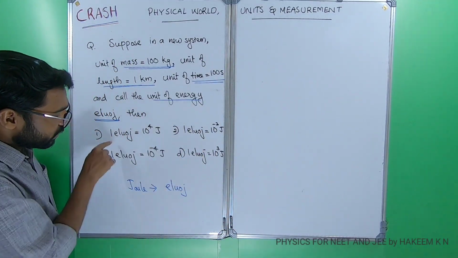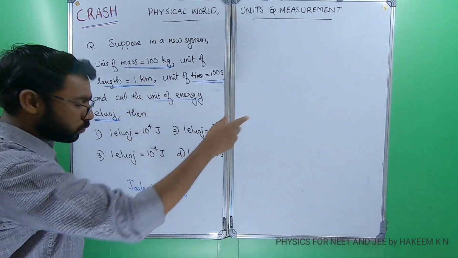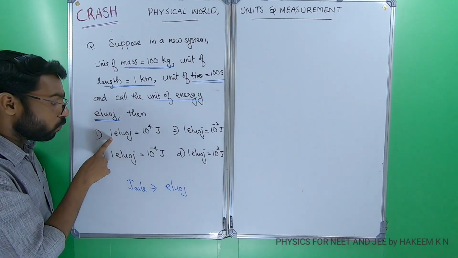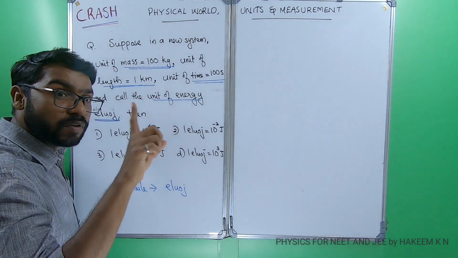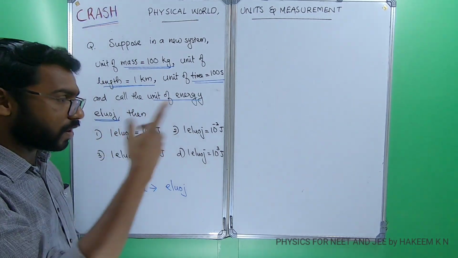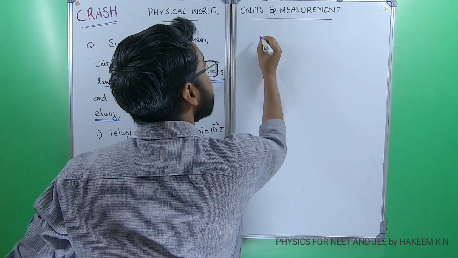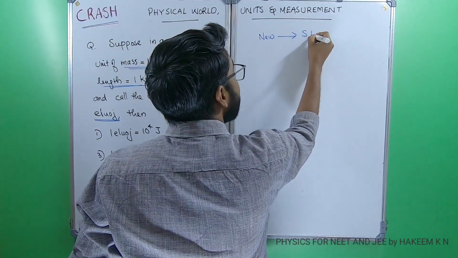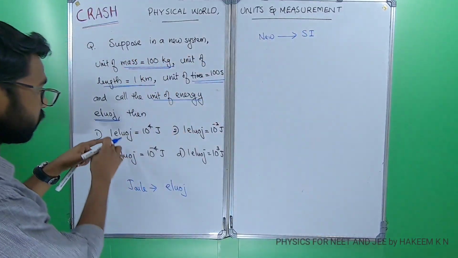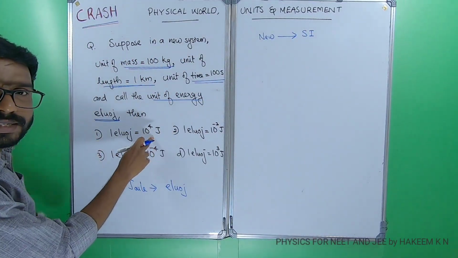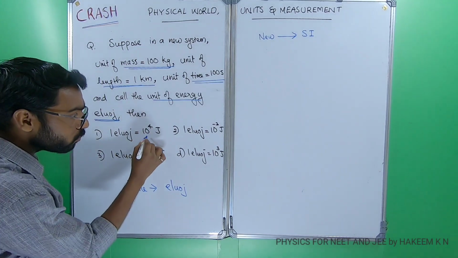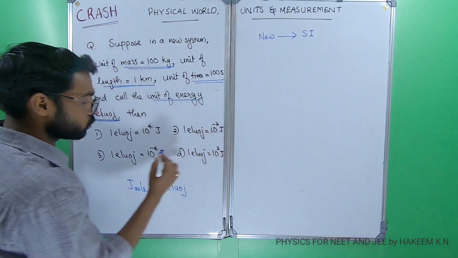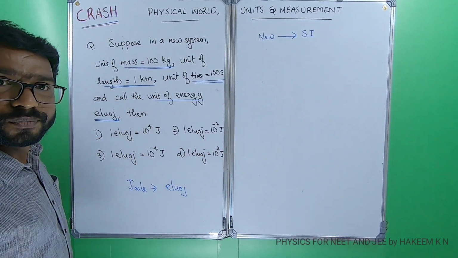In all options we can see 1 erg equal to. So 1 erg equal to 1 is the numerical value in the first system. So we are converting from the CGS system to the SI system. We have to find 10 power 4 joule, or 10 power minus 3 joule, 10 power 3 joule, or 10 power minus 4 joule.